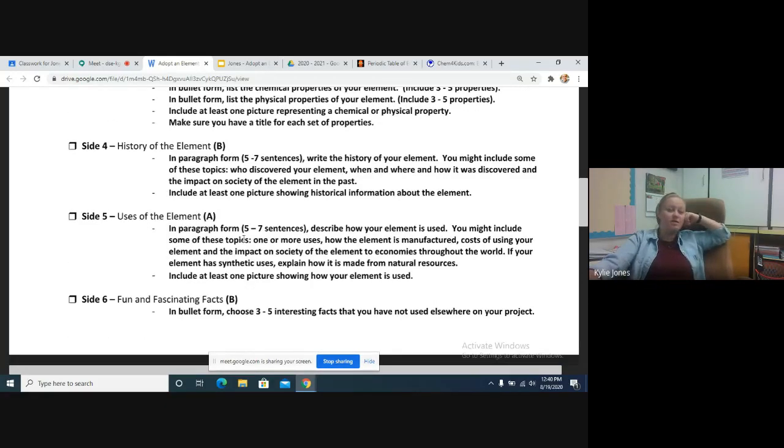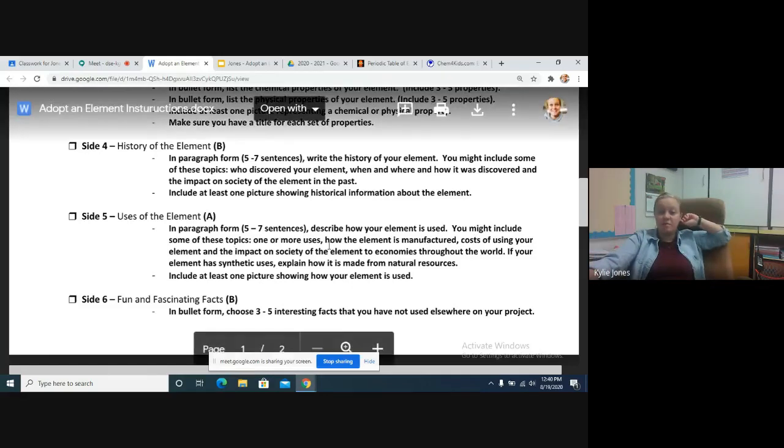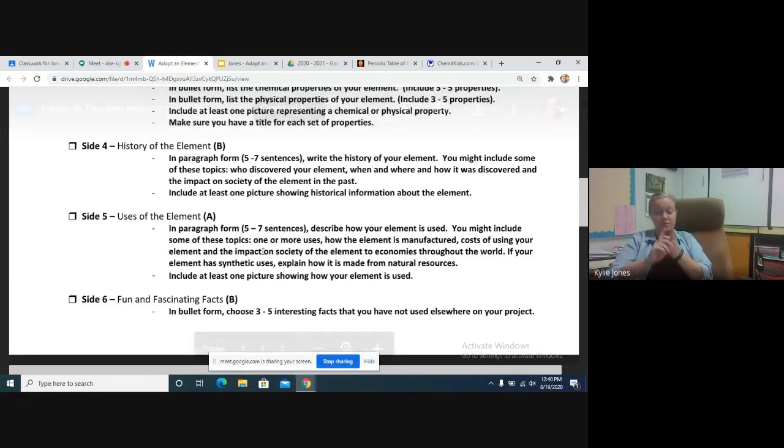Slide 5 will be the uses. So again, you're going to write one paragraph to describe how your element is used. You can talk about one or more of the uses, how it's manufactured. It could be an element that doesn't really occur naturally. So how is it manufactured? Does your element cost something, like silver? Silver costs money. What about the impact on society for other things? All kinds of stuff like that. So there's a few things that you could add on there, and then at least one more picture.